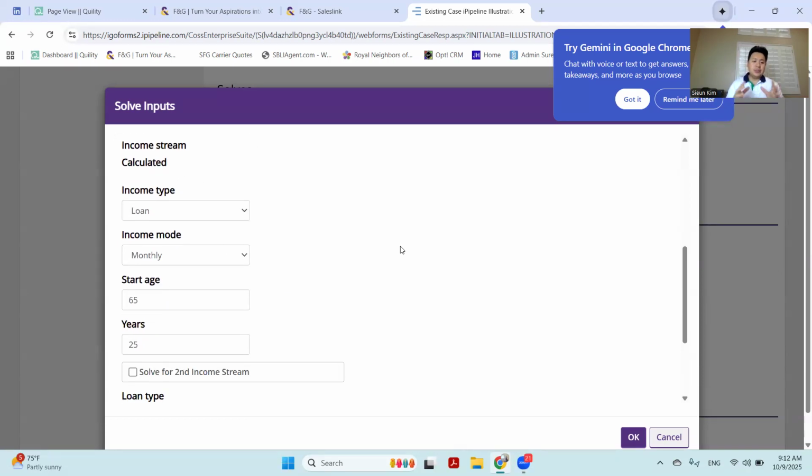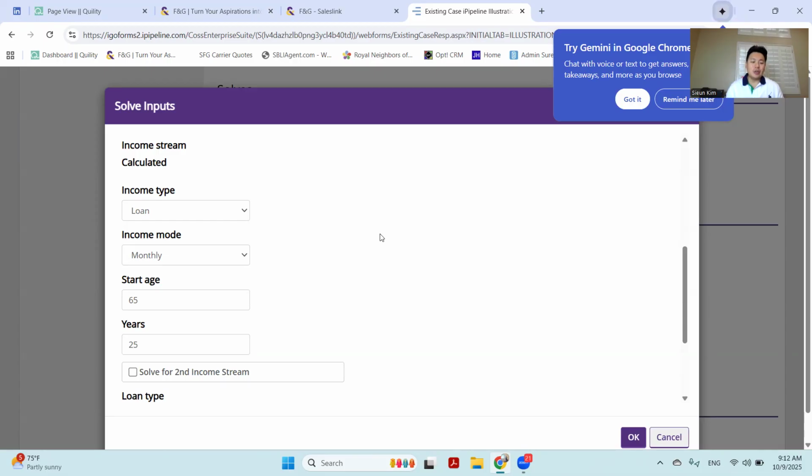Income stream. So this is showing a monthly income stream and it says loan. The reason why we put loan instead of withdrawal is because under the tax code 7702, if you are able to take out the cash value from the life insurance policy as a loan, then it's not taxable.